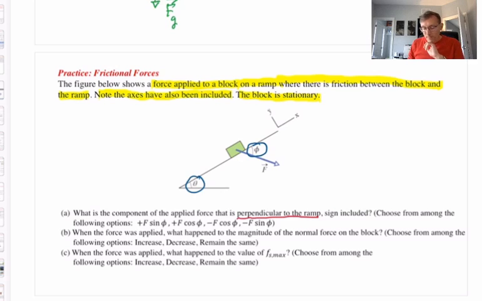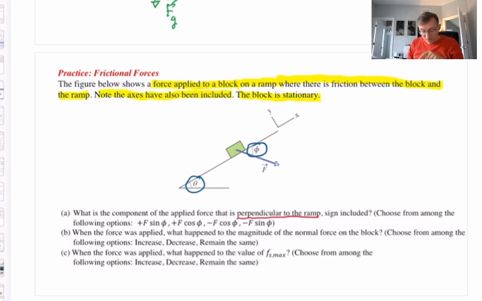Okay, that's A. B, when you apply this force F, what happened to the magnitude of the normal force on the block compared to when you didn't apply this force F? So when you do apply this force F in the direction shown, what happens to the magnitude of the normal force on the block? Does it increase, decrease, or remain the same? Okay? When I apply my applied force F down and to the right on the block, what happens to the magnitude of the normal force on the block? Does it increase, decrease, or remain the same? That's B. And then C.